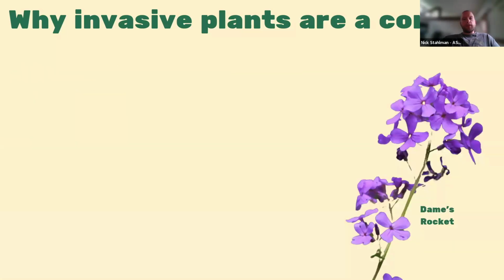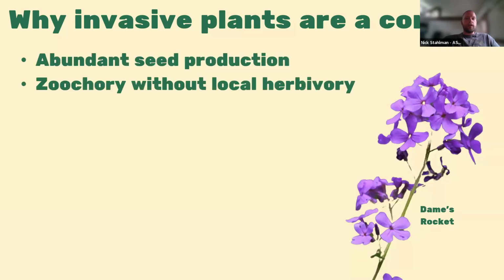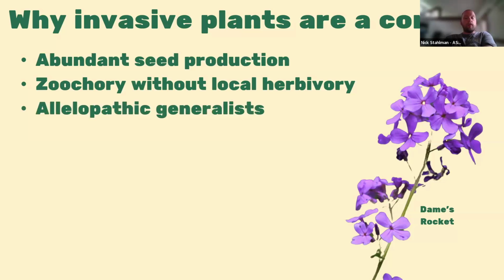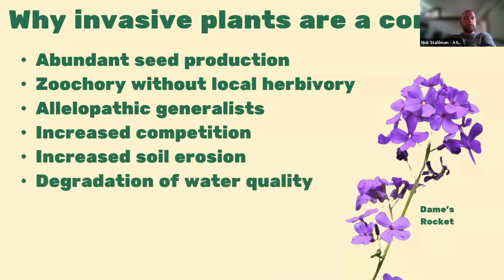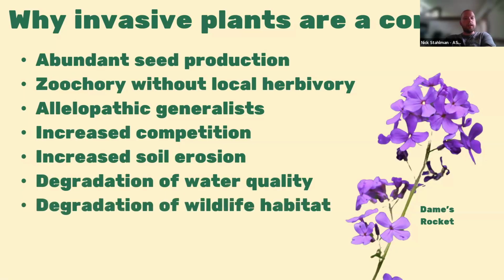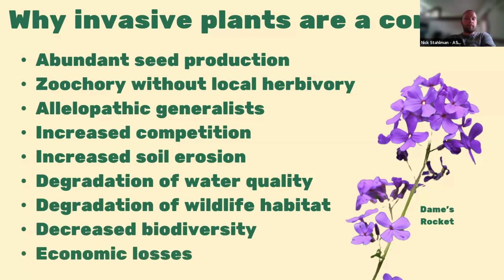So again, invasive species are a concern because they have abundant seed production. Their seeds are spread readily by wildlife, especially birds, without many herbivores eating the plants themselves. And they tend to be generalists, able to grow anywhere, and some of them have allelopathy, which prevents other plants from growing nearby. This all leads to increased competition with plants, soil erosion, degradation of water quality, degradation of wildlife habitat, decreased biodiversity, and even economic losses.